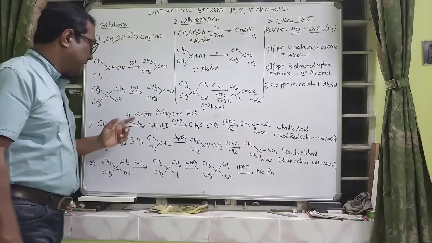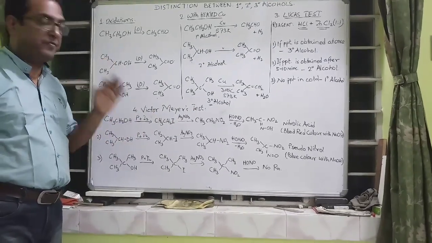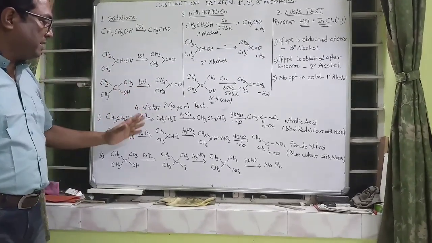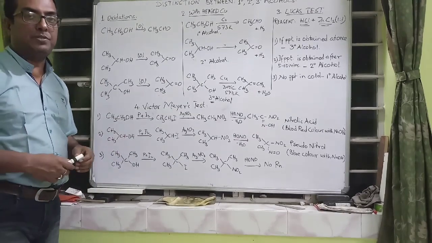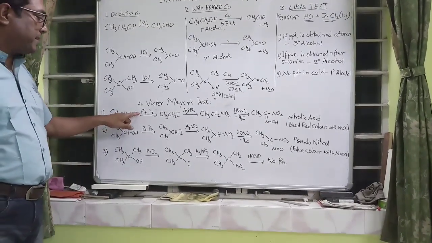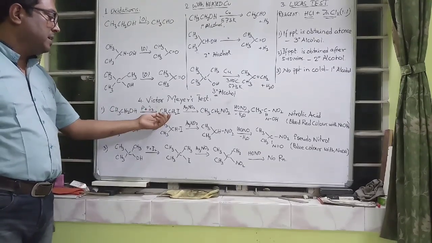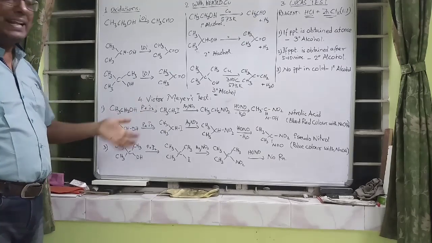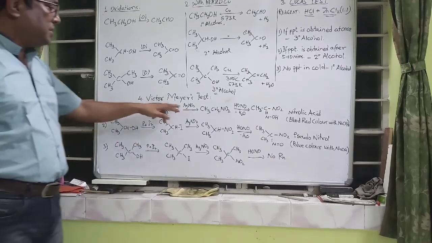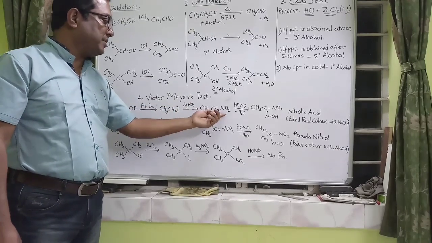Our next thing is about the Victor Meyer's test. This is very important and very common to do in our labs. This is a primary alcohol. Primary alcohol in the presence of red phosphorus and iodine, what happens? It forms ethyl iodide or alkyl iodide. With AgNO2, silver nitrite, it is going to give ethyl nitrite.